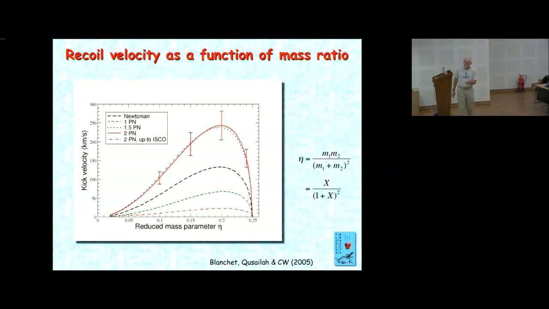So the result for the kick depends on the reduced mass parameter. When eta is a quarter, that's the equal mass limit, so the kick has to go to 0 by symmetry. And when eta goes to 0, that just means one of the bodies has negligible mass compared to the other, and also you get no kick, because you get essentially no gravitational radiation when this is a test body. So at the two ends, of course, you have to get nothing, and then you get some kick.